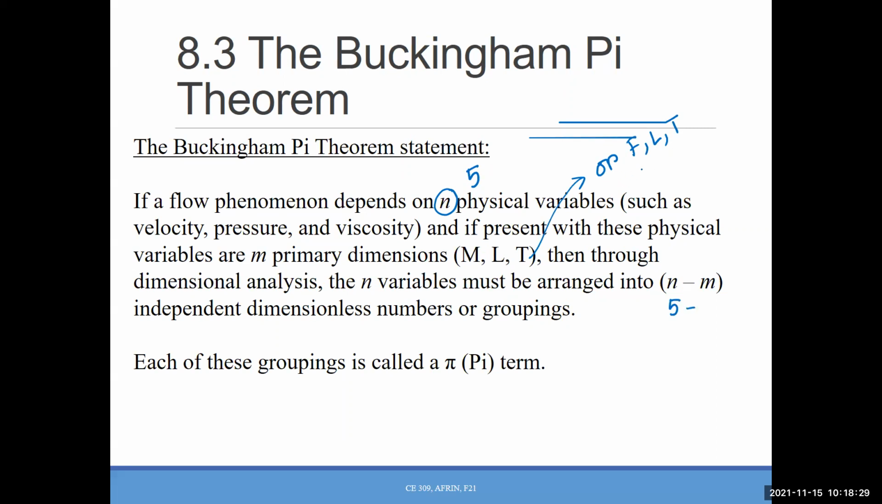How many primary dimensions do we have here, FLT or MLT? How many primary dimensions do we have here? FLT or MLT? 3, right? Okay. So 5 minus 3.